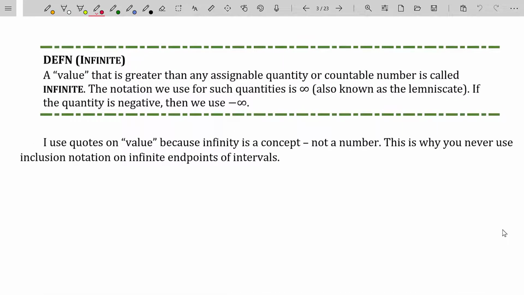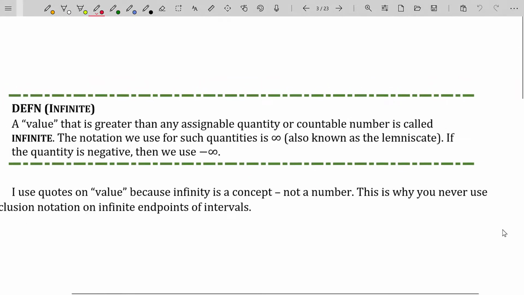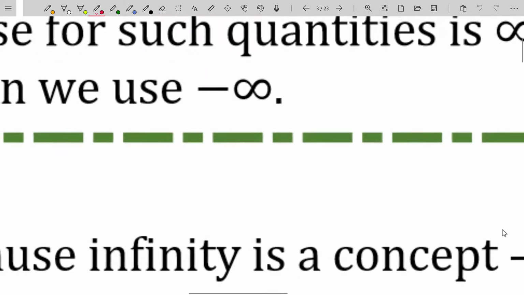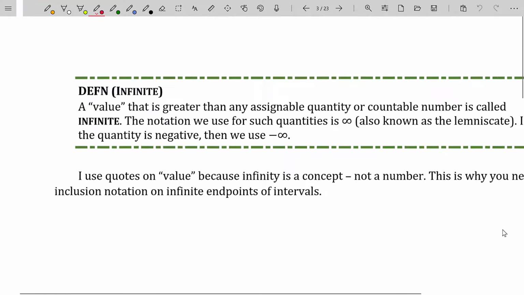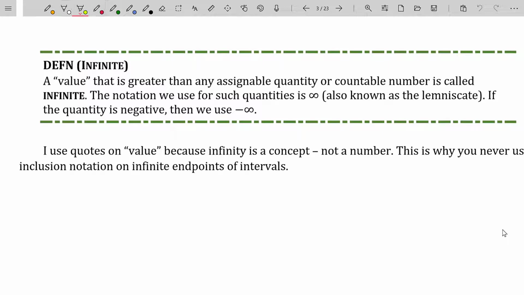A "value" that is greater than any assignable quantity or countable number is called infinite. The notation we use for such quantities is this symbol right here, also called the lemniscate. And if the quantity is negative, then we use the negative of the lemniscate. In other words, negative infinity. But it is critical to note that infinity is not a number. And that's why I use quotes on the word value here, because in reality, infinity is not even a value, it's a concept. And that's all that infinity is. Infinity is a concept, not a number.